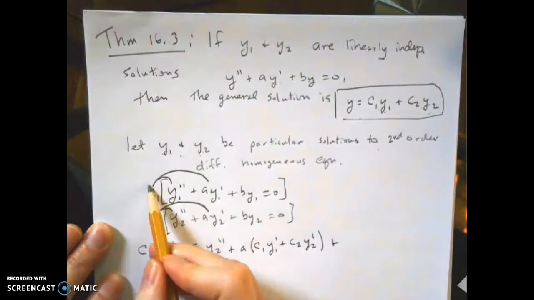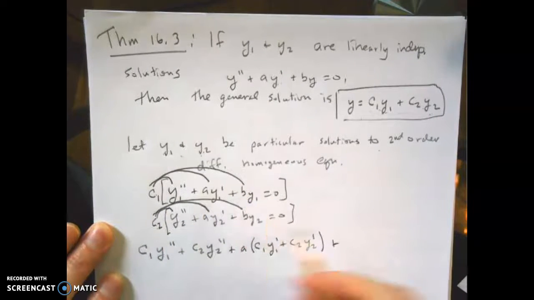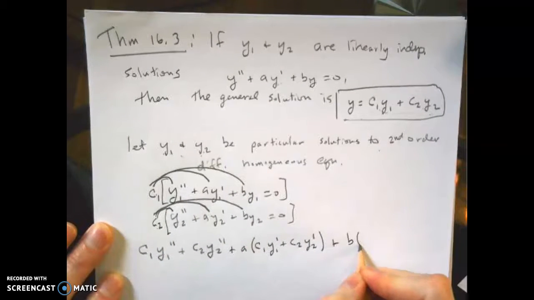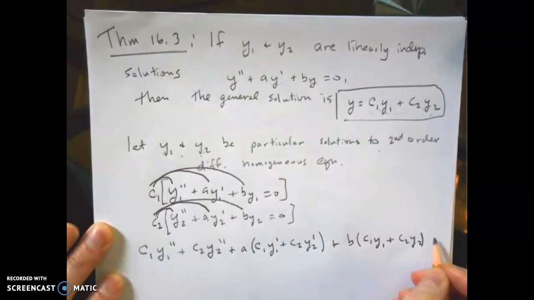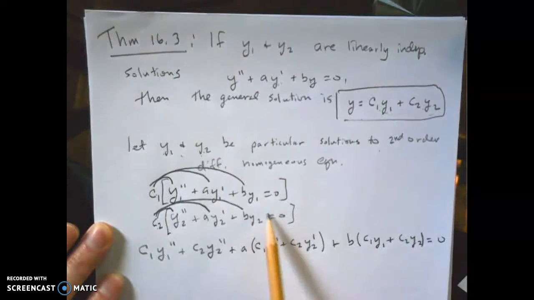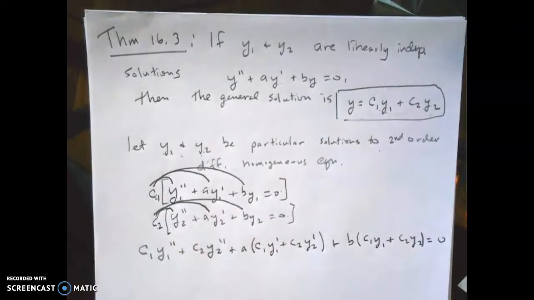Okay, then I'm going to distribute the third part. Both of those have a b, and I'm going to factor out the b. And I get C1 y1 plus C2 y2, and that's going to be equal to 0. Okay, because we set that equal to the right side, which would be C1 times 0 plus C2 times 0.